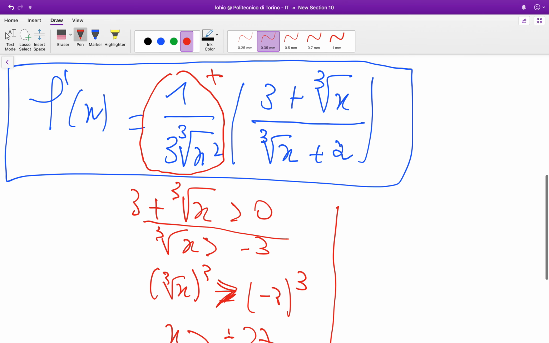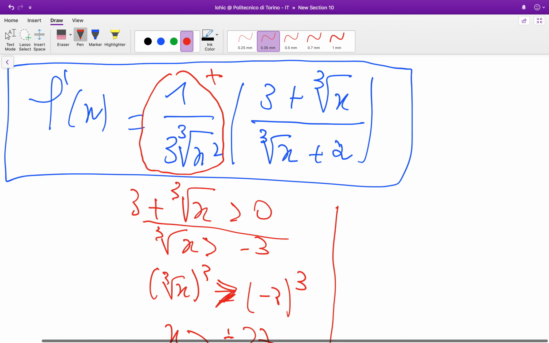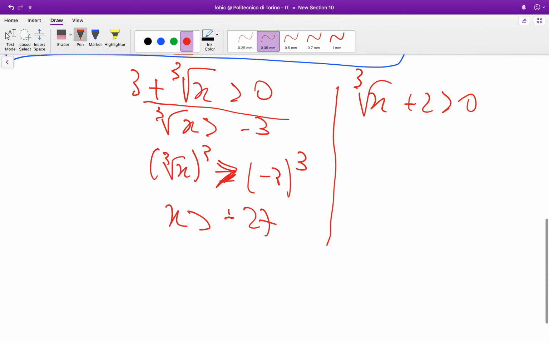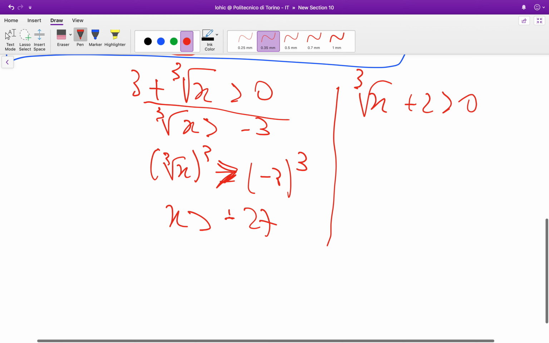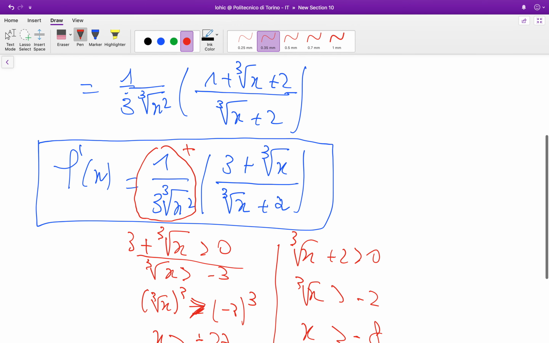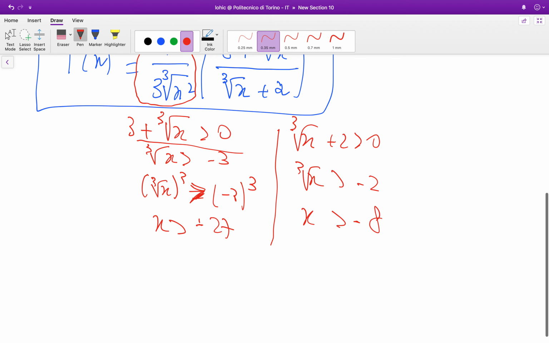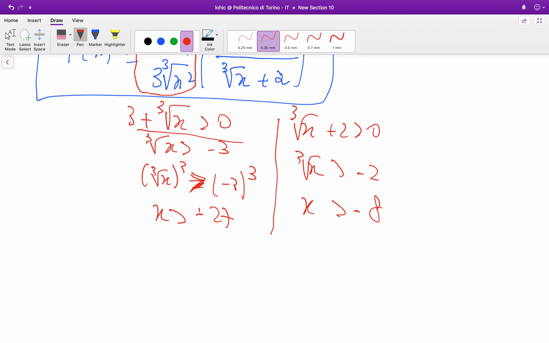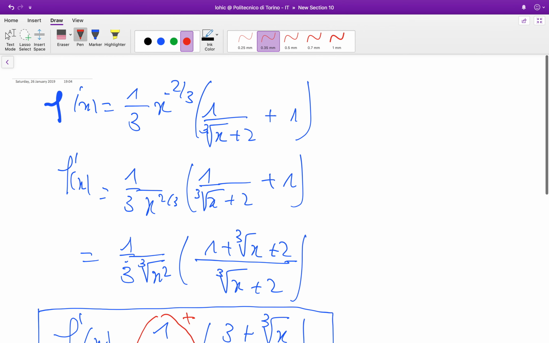The other part we want to study is this part, cubic root of x plus 2 greater than 0. First of all, we write cubic root of x greater than minus 2. We take both sides to the cubic power and it gives x greater than minus 8. Then we have all the elements to study the sign of the derivative.